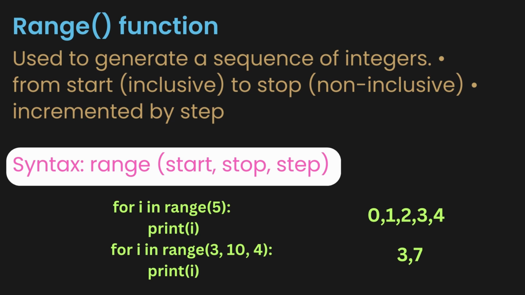The step argument determines the interval between each number in the sequence. If we call range with a single argument like range(5), it will generate a sequence from 0 to 4. The start defaults to 0, the stop is the number we provide, and the step defaults to 1. This will print the numbers starting from 3 up to but not including 10, with a step of 4. So, it'll print 3 followed by 7.